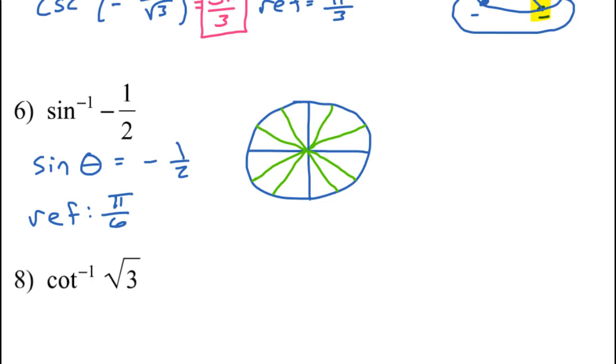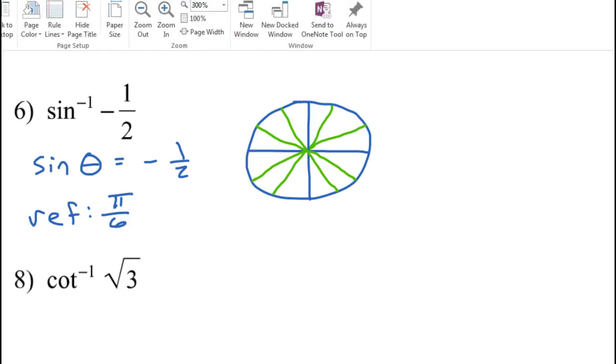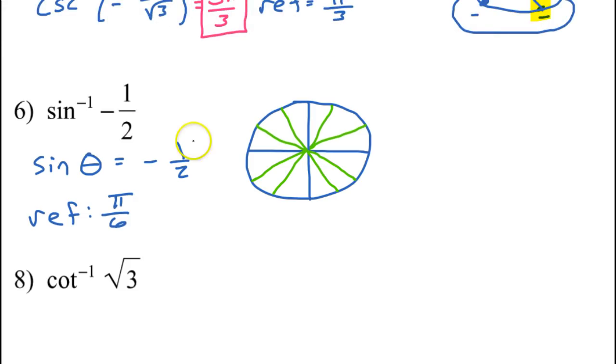Okay, so there's a bunch of pi over 6's. Now, these are the 4 angles that have a reference angle of pi over 6. All right, the ones just above and below the x-axis. So these 4 angles have a reference angle of pi over 6. Sine is a y value. So these two are positive and these two are negative.